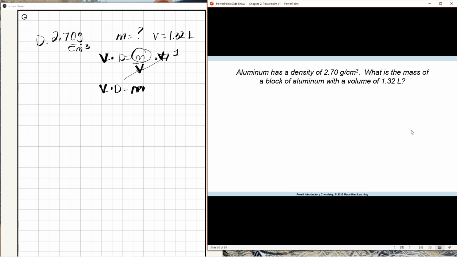All right. Now we could plug in all our information. 1.32 liters times the density, 2.70 grams per centimeter cubed, is equal to our mass. All right. Now, I want you guys to note something. What's up here? Are these units the same? I don't believe so, right? So I hope you said, no, Mrs. Valdivia, these units are different.